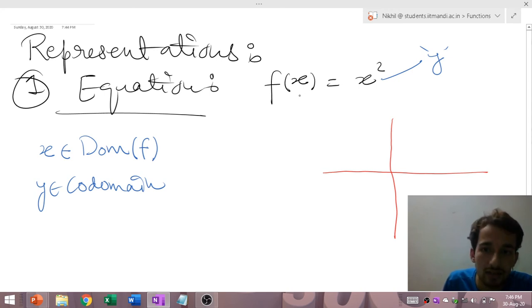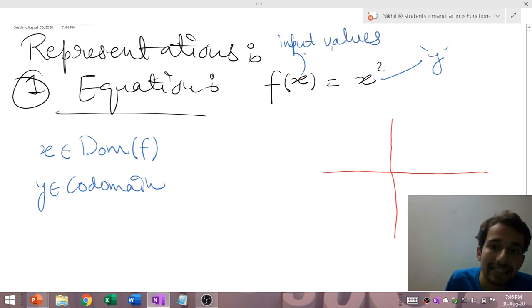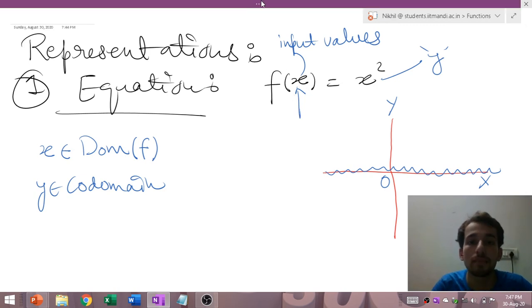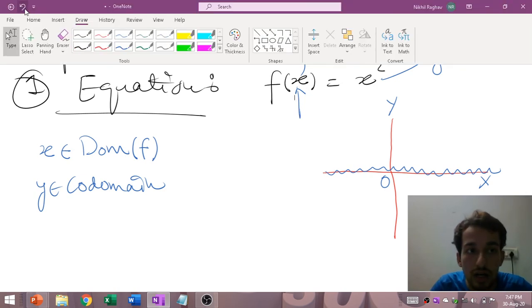Now what are the x values I can put in, the input values? Basically this x is an input value. What values can f take using this x? So x has choices. If I call this my x-axis, this is my y-axis, this is my origin. All the values lying on the x-axis, I can insert here. These are all the possible ways of substituting x values.